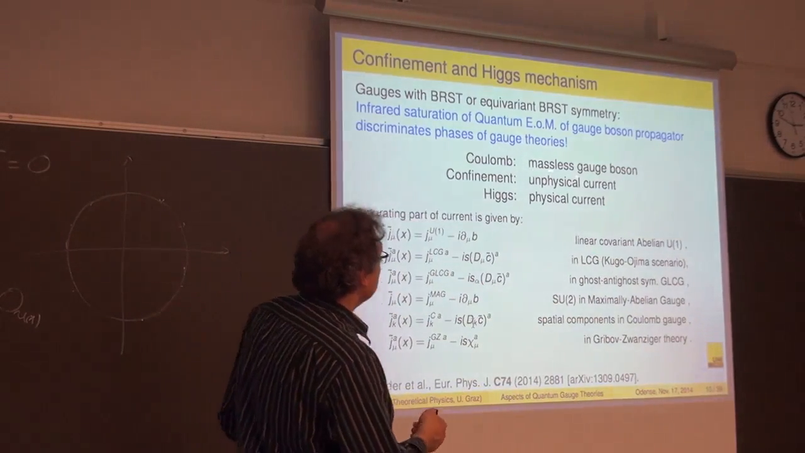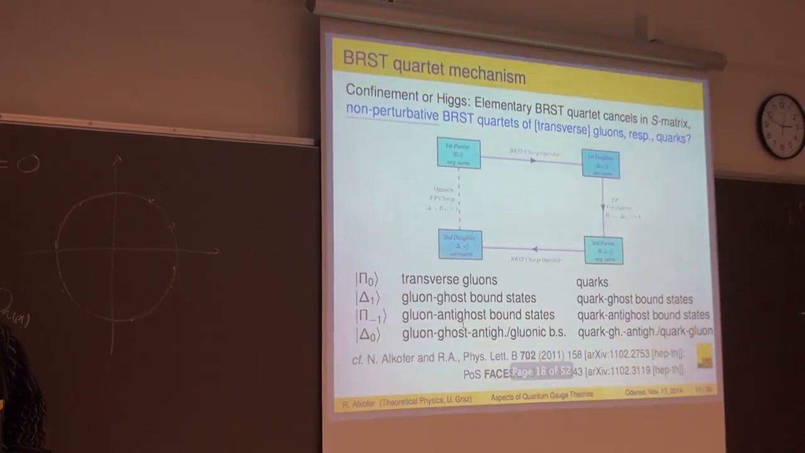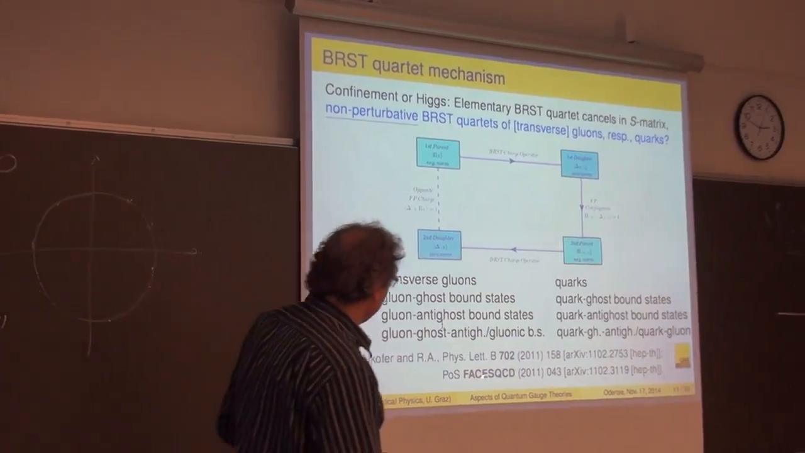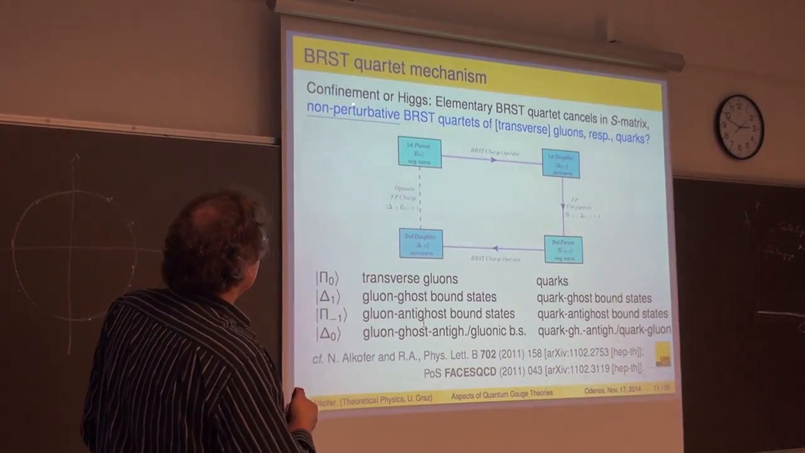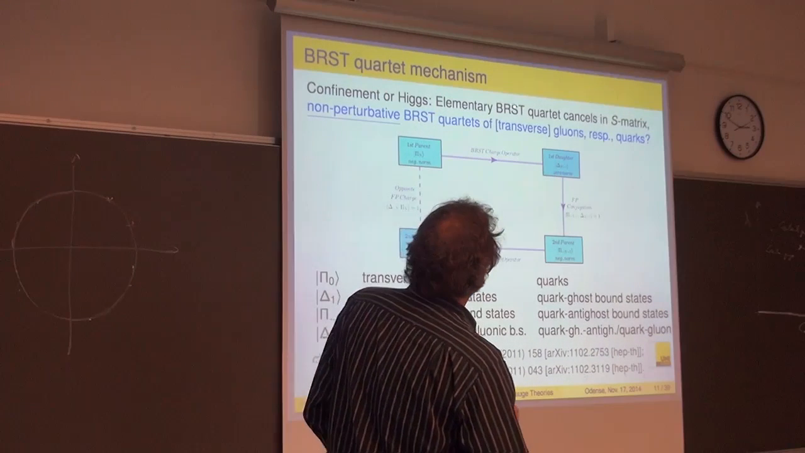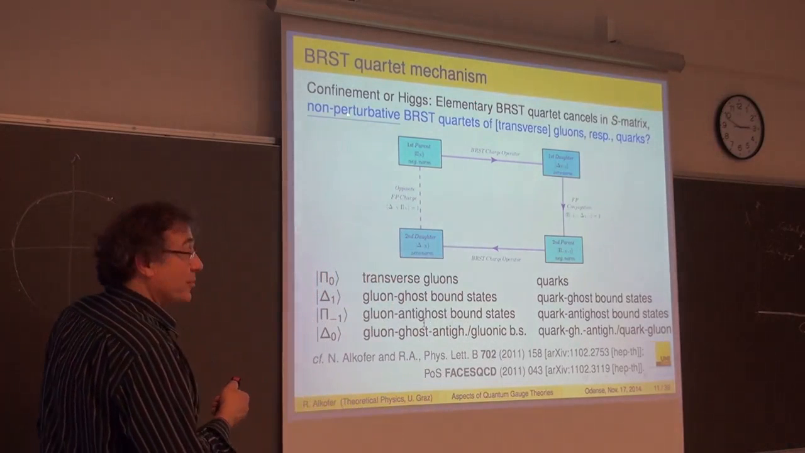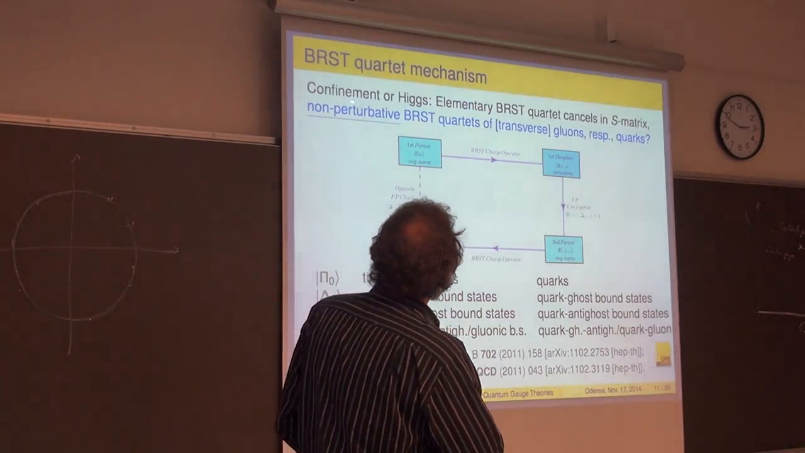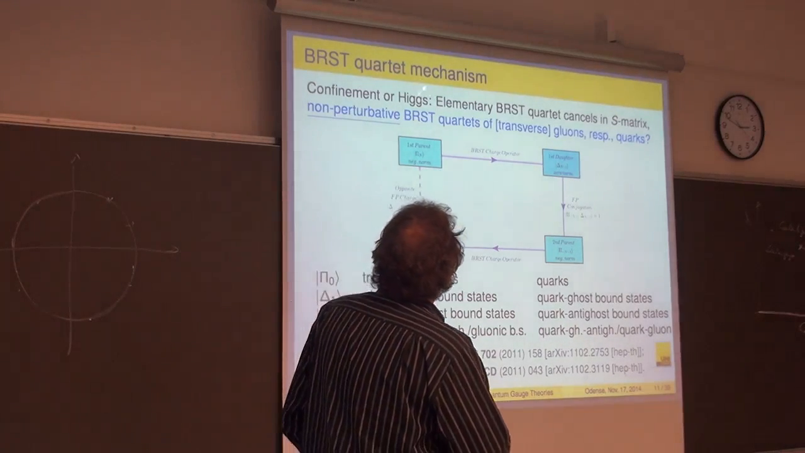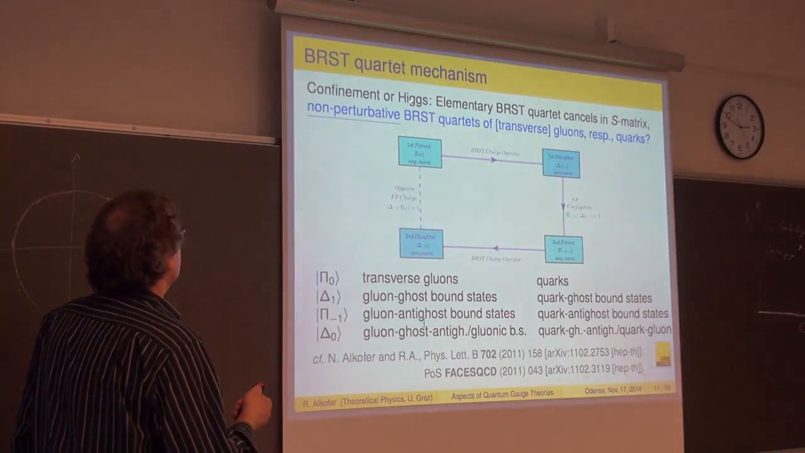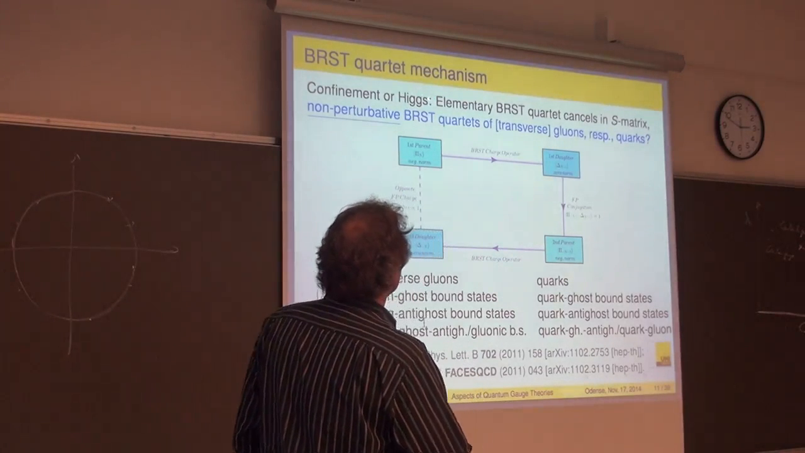The only thing is this unphysical part of the current. How is it moved out? How is it kicked out of the world? And there I relate to some earlier work I have done with Natalia. In either the confinement or the Higgs case, you have something like an elementary BRST quartet. If you're in the confinement part, you do this business of the longitudinal, time-like gluon, the ghost, and the antighost. If you are in the Higgs sector, you do the same game with the would-be Goldstone boson, the time-like vector boson, and the ghosts.